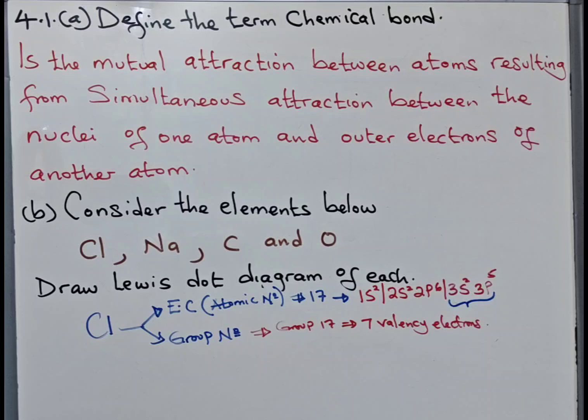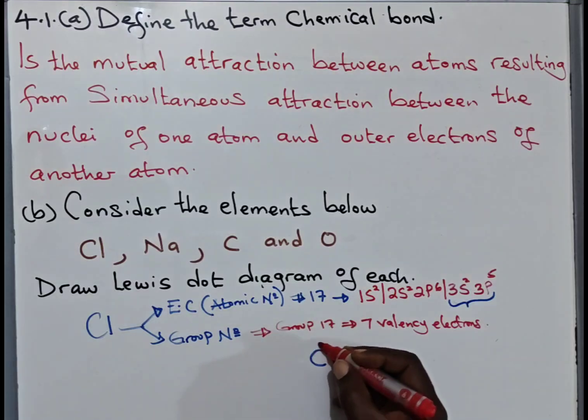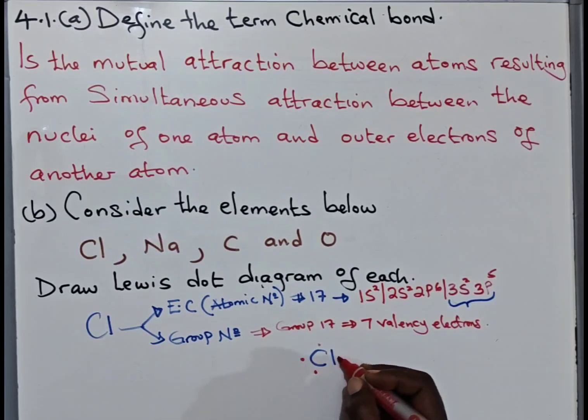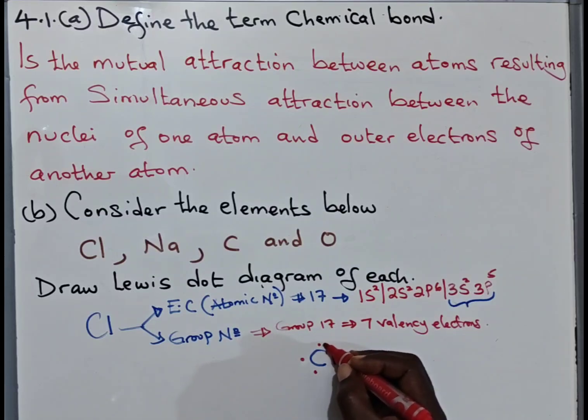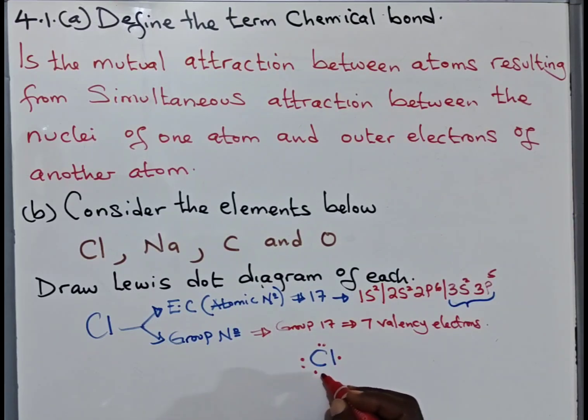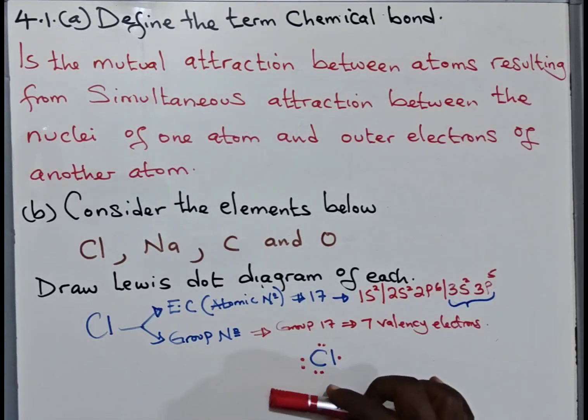And what do you do with the 7? This is what we do. You have the symbol of the element, and next you distribute the 7 electrons around it. According to Lewis, each corner at first takes 1. There are 4 corners. After that, you start pairing. So there are 5, there are 6, and there are 7. So what we observe here is the Lewis dot diagram of chlorine.